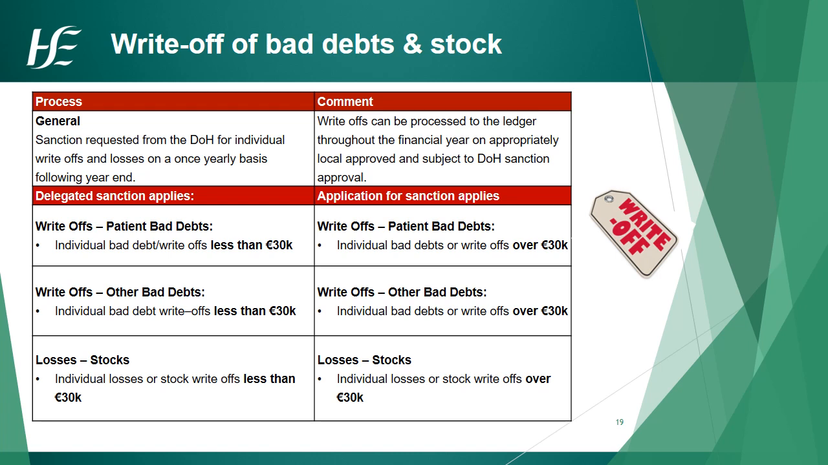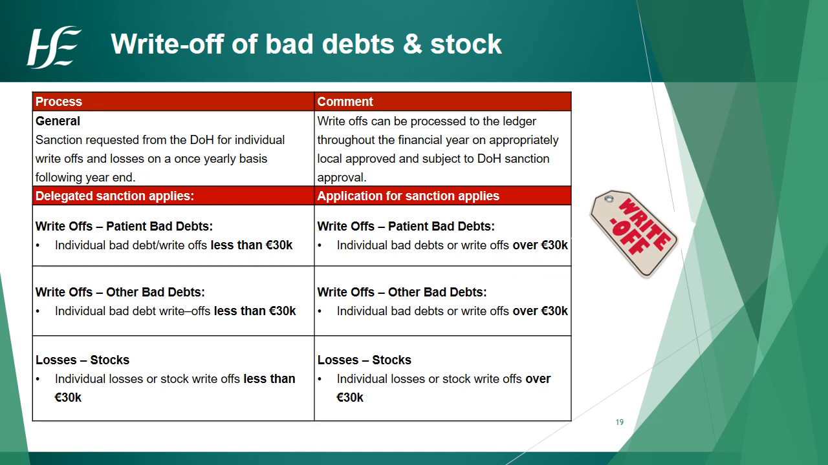Due to the time frame involved and the completion of the annual financial statement, the proposed accounting treatment for bad debts and stock write-off is on the basis that they are written off in the AFS throughout the financial year, subject to seeking DOH sanction at year-end. Sanction is requested on a once-yearly basis following year-end.